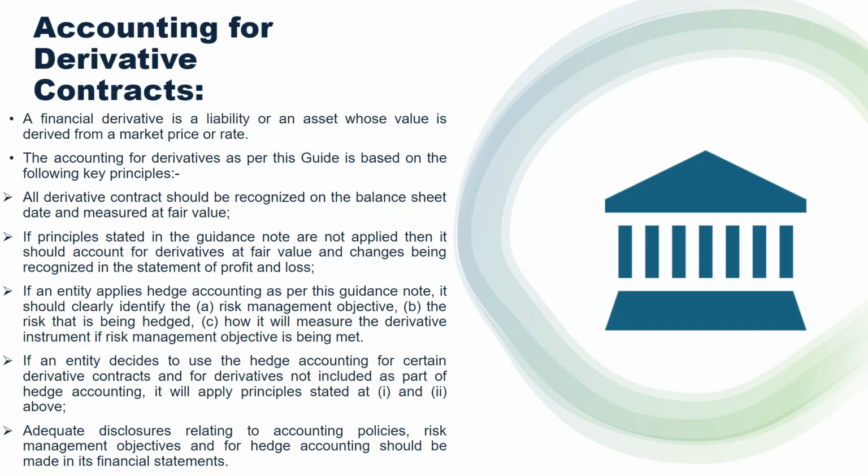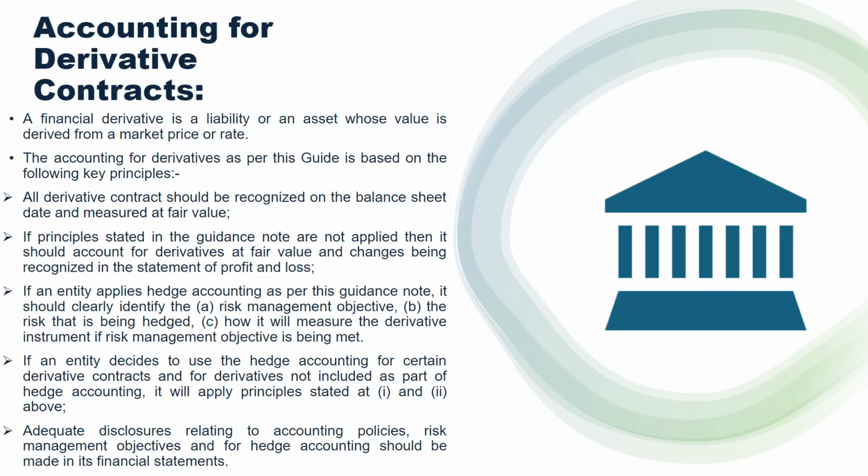Now the third one is accounting for derivative contracts. That is also a recent technique added in the area of accounting. First of all, we have to understand what a derivative is. A financial derivative is a liability or an asset whose value is derived from a market price or rate.